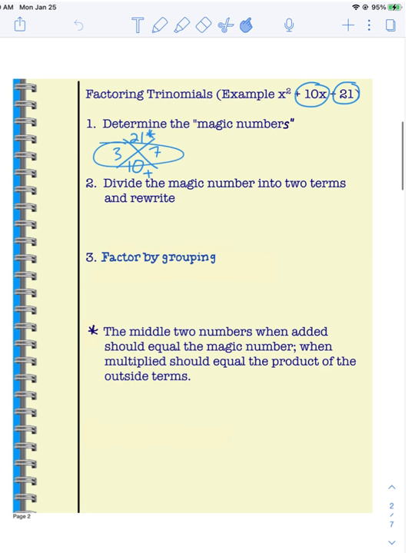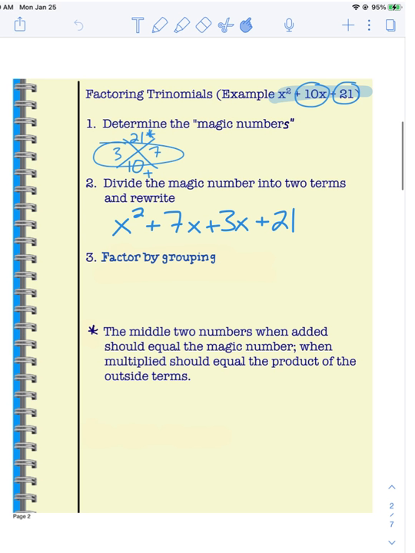So I'm going to take this expression, x squared plus 10x plus 21, and I'm going to rewrite it and split the 10x into 3x and 7x. So we're going to say x squared plus 7x plus 3x. It does not matter which order you put them in, plus 21. That's step 2, rewrite with two terms as the middle term.